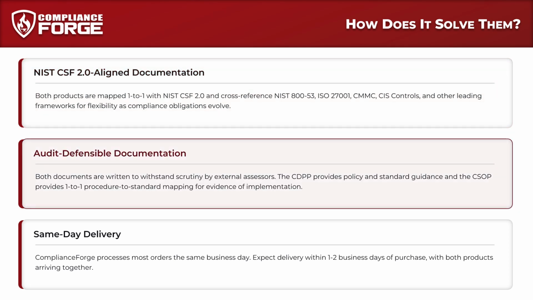The second is audit defensible documentation. Both documents are written to withstand scrutiny by external assessors. The CDPP provides policy and standard guidance, and the CSOP provides one-to-one procedure to standard mapping for evidence of implementation.